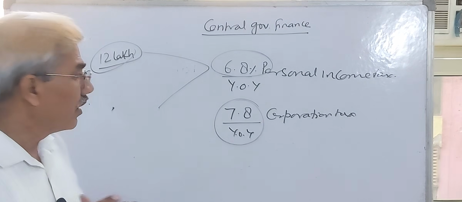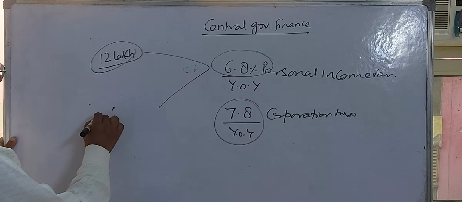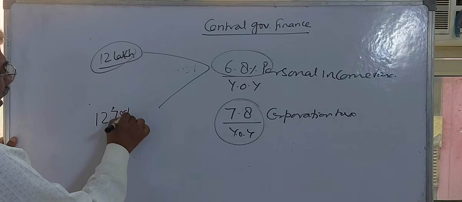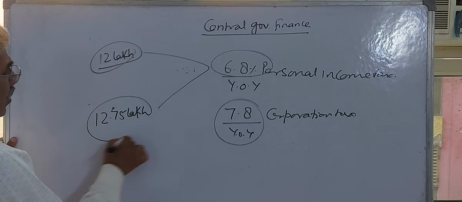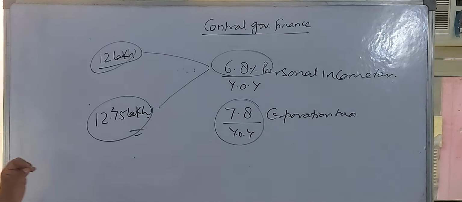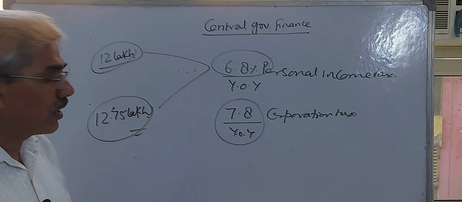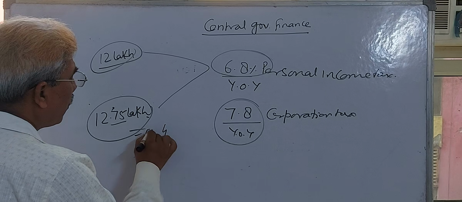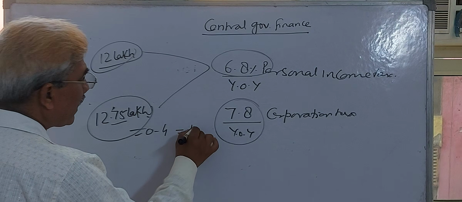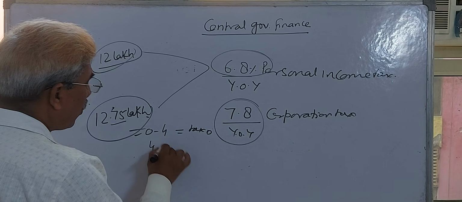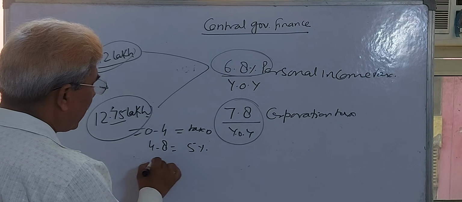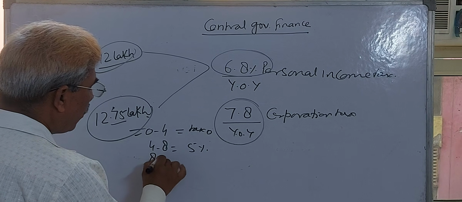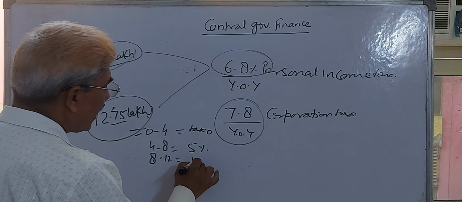The taxpayer, if their income is up to 12.75 lakh, is not needed to pay any kind of tax. The tax slab also changed. If the income is 0 to 4 lakh, tax liability is 0. 4 to 8 lakh, tax liability is 5%. 8 to 12 lakh, tax liability is 10%.